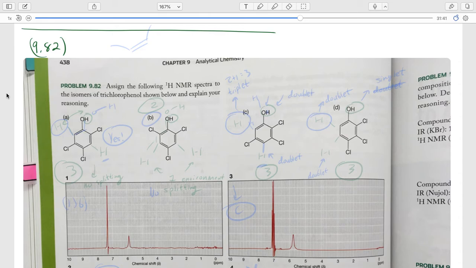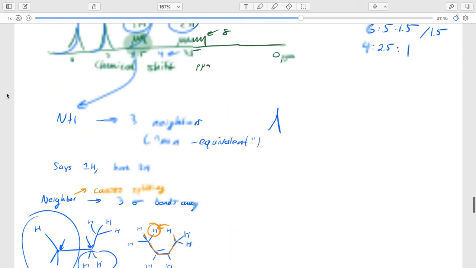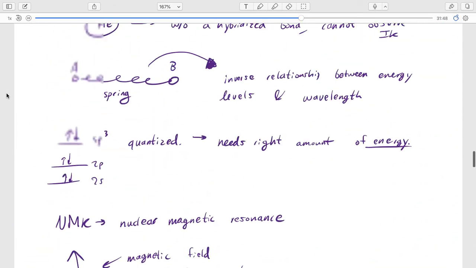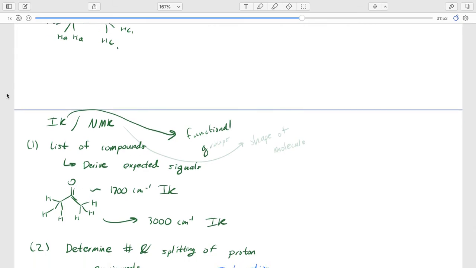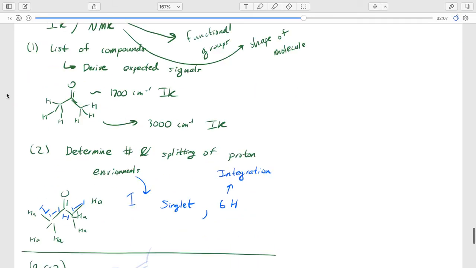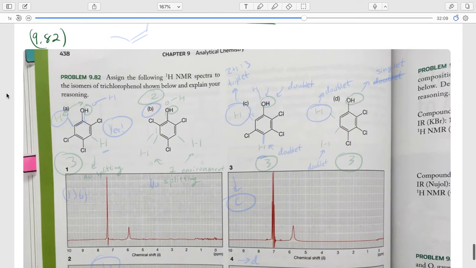So here we only have the proton NMR. What I should say about IR first is use IR to determine your functional groups, and use NMR to determine the shape of the molecule. Not its 3D molecular shape, but its connectivity space.